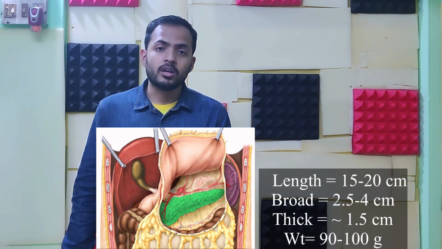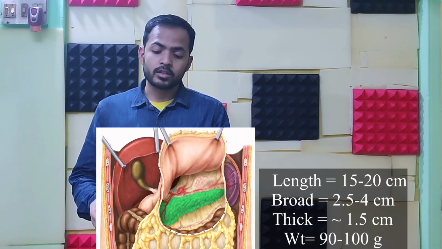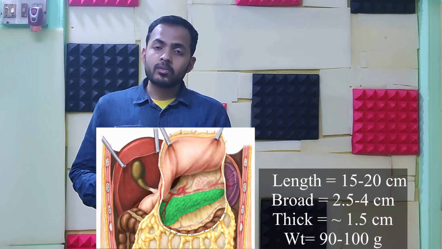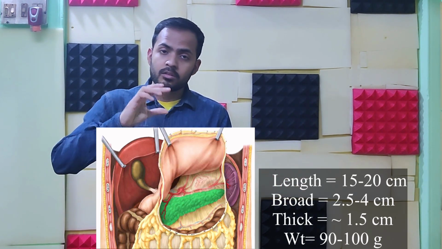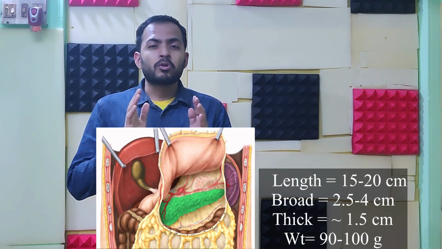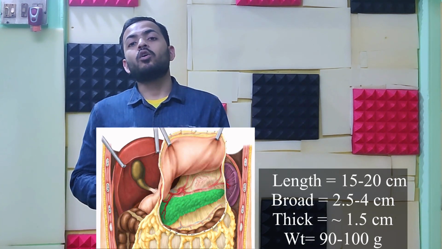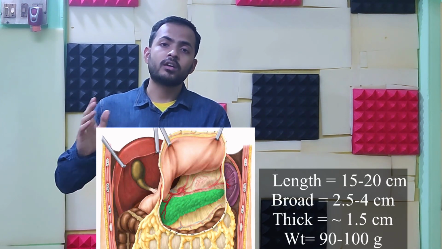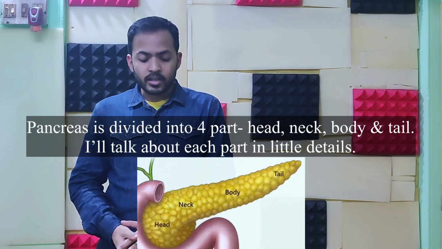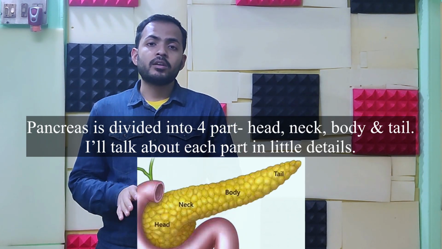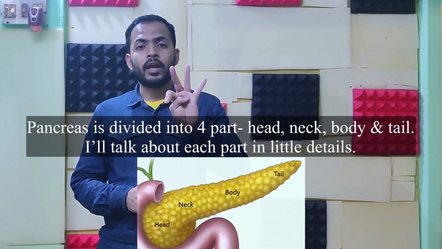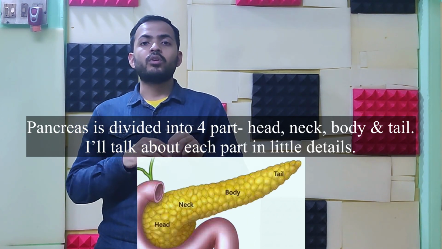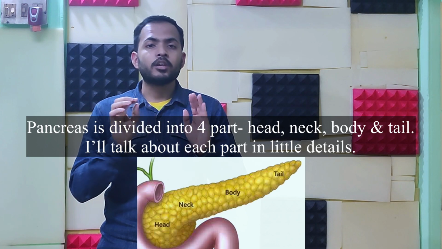Now the measurements. First of all, it is 15 to 20 centimeters long, 2.5 to 4 centimeters broad, almost 1.5 centimeters thick, and its weight is 90 to 100 grams. The entire length of the pancreas is divided into 4 parts: head, neck, body, and tail. We'll talk about each part in a little bit of detail.